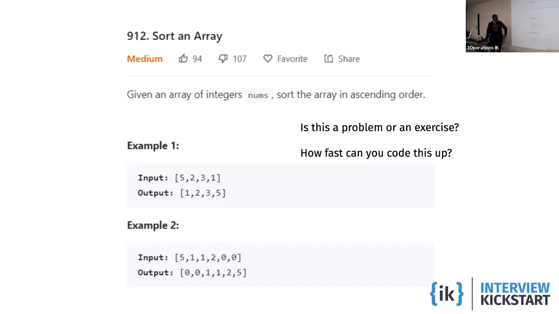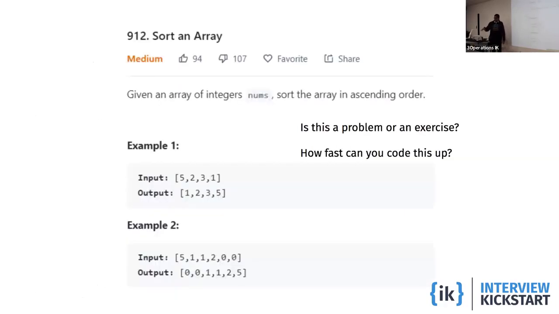Now we've gone through the different trade-offs. If you want stability, you use merge sort. If you want fast execution time, you use quicksort. If you want an in-place algorithm which doesn't use auxiliary space, you use quicksort or heapsort. So again, there's no one single answer to this, and you should be able to discuss these trade-offs.